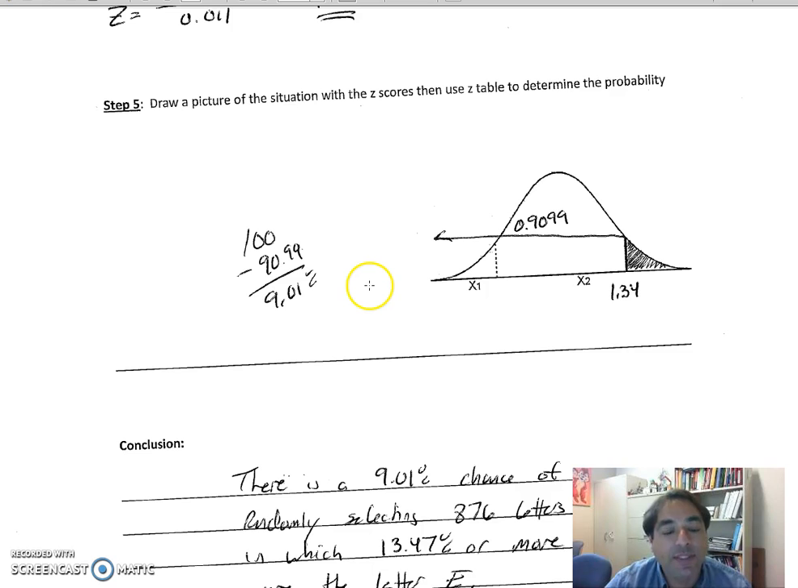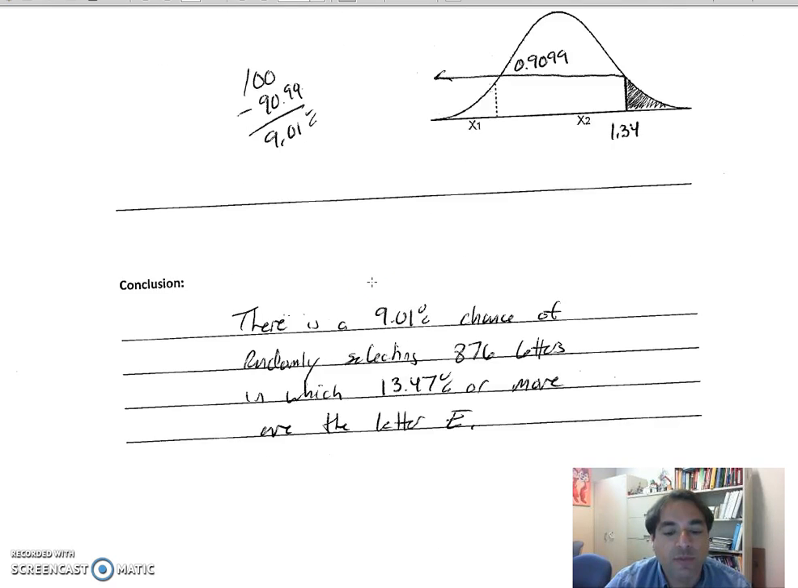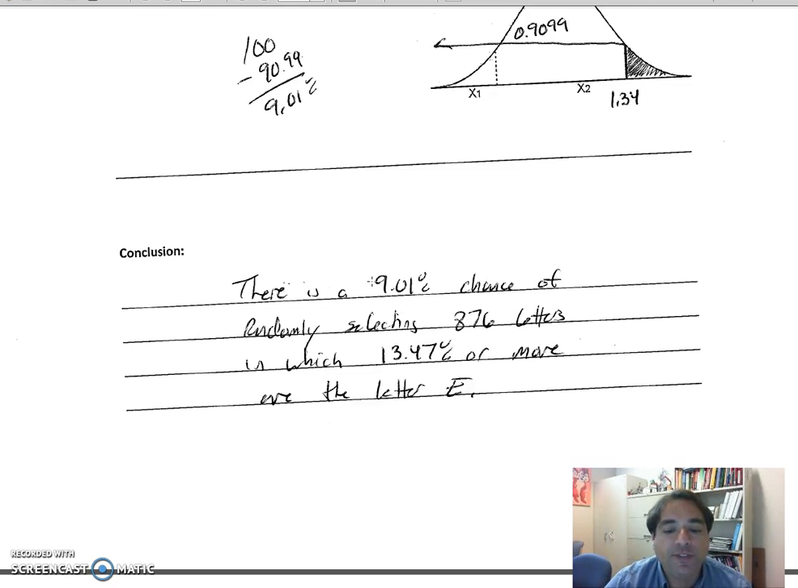So it's not that high, but it's not that low either because it's relatively close. So there is a 9.01% chance of randomly selecting 876 letters in which 13.47% or more are the letter E.